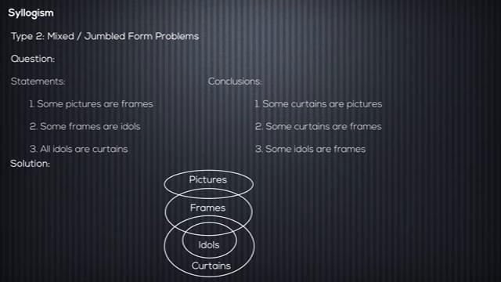The Venn diagram shown on the screen is derived from the statements given in the question. Now let's compare them to the conclusions. Conclusion 1. Some curtains are pictures. Clearly, this does not follow. Conclusion 2. Some curtains are frames. From the Venn diagram, we can say that this follows. And conclusion 3. Some idols are frames. This follows as well. Hence, only conclusion 2 and conclusion 3 follow.